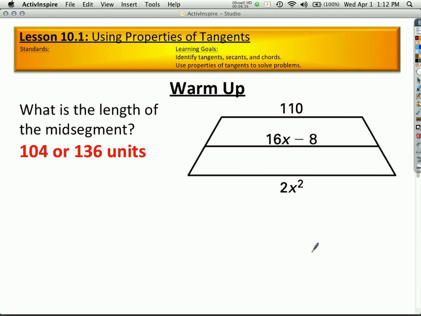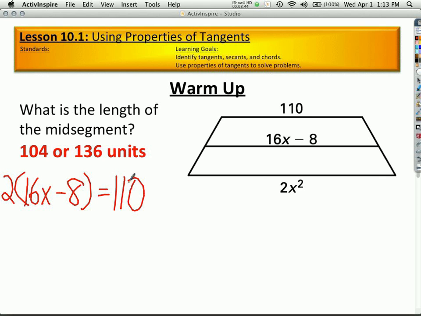Could I have a volunteer who feels confident about what they set up? Tell us how you started. Alicia? I did, first I multiplied the 16x minus 8 by 2. And then I got 32x minus 16 equals 110 plus 2x squared.